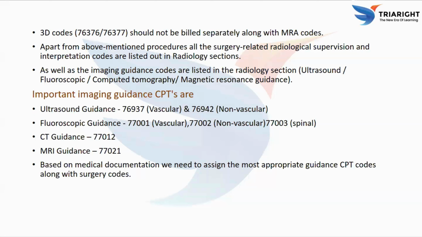And surgery-related radiological supervision and interpretation. What does this mean? Some surgical or interventional procedures include imaging, physician supervision and interpretation of the images. These S&I codes are not in the surgery section. They are found in the radiology section of the CPT. Examples are angioplasty, stent placement, embolization, vascular catheter procedures. Always check: does the procedure code already include S&I? If it is included, you do not code separately.